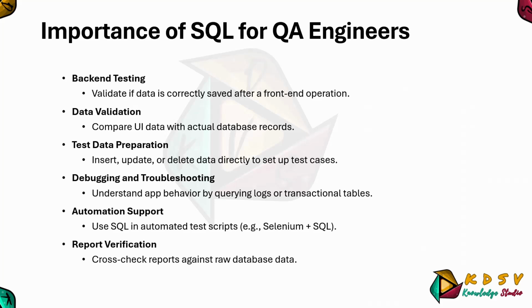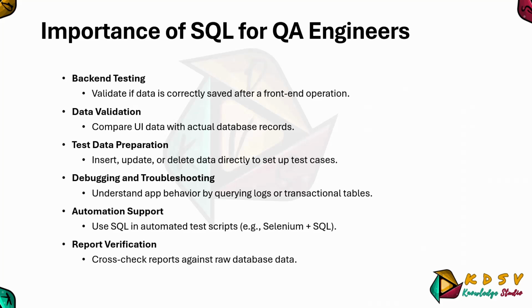Next one, debugging and troubleshooting. You can understand the app behavior by querying logs or transactional tables. You will often spot patterns, broken logic, or missing data by querying directly. It does not end. Automation support as well. You can use SQL in automated test scripts, for example, Selenium plus SQL for fetching the data and validation. Report validation: you can cross-check the reports against the raw data by fetching the data using SQL.